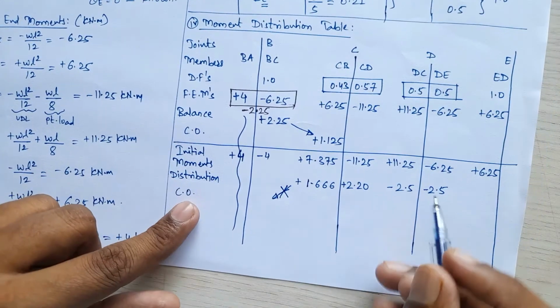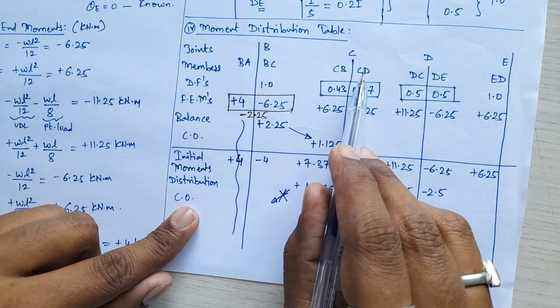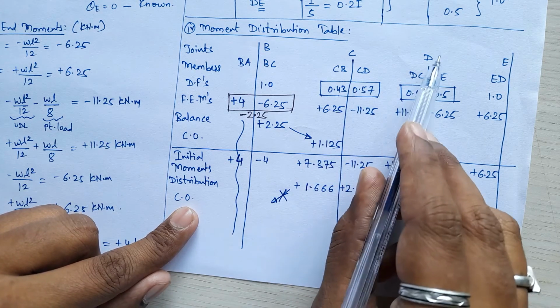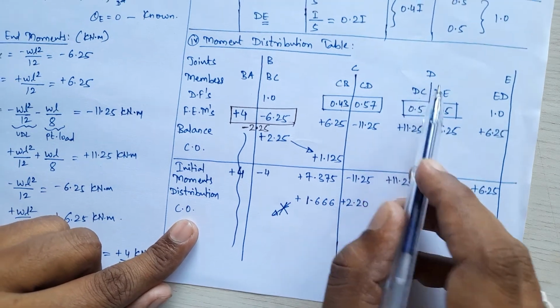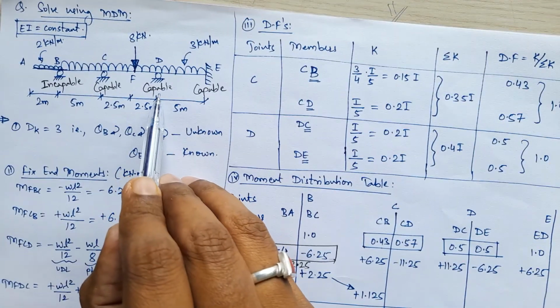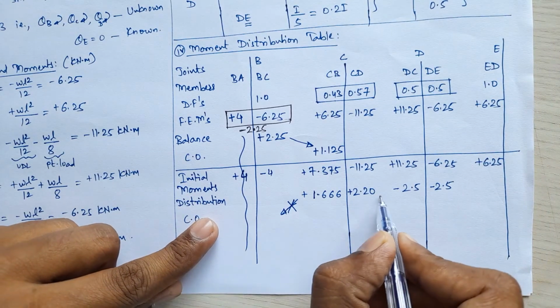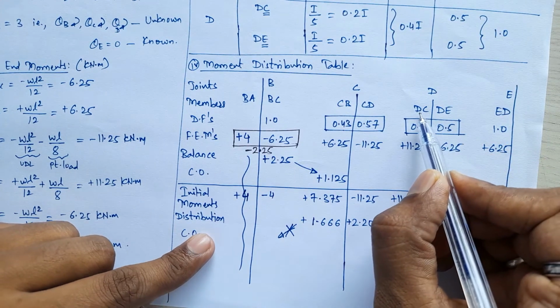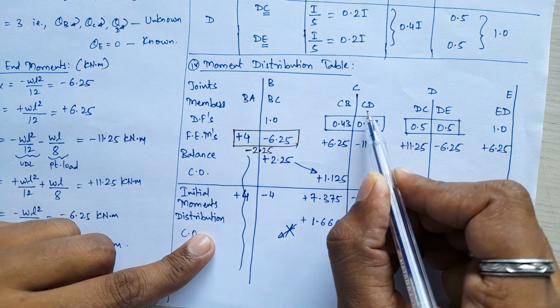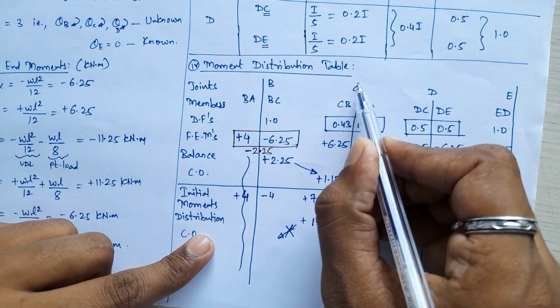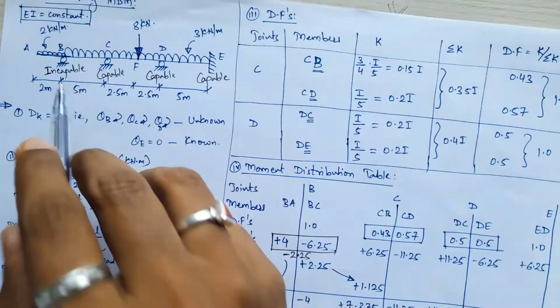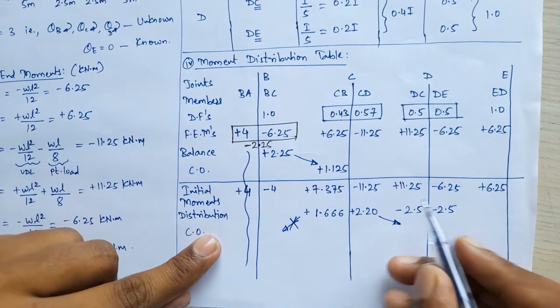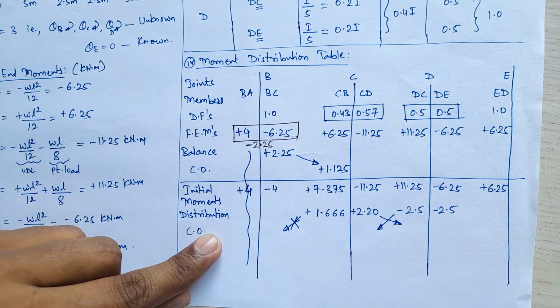Okay. Now we will check whether your moment from CD will get carried over to DC or not. The condition is that D must be capable of taking that moment. Check whether D is capable. Yes, it is capable, so this carryover is possible. In the same way, check whether DC can carry a moment over to CD. The condition is that C must be capable. Check whether C is capable. Okay, it is capable, so this carryover is also possible here.